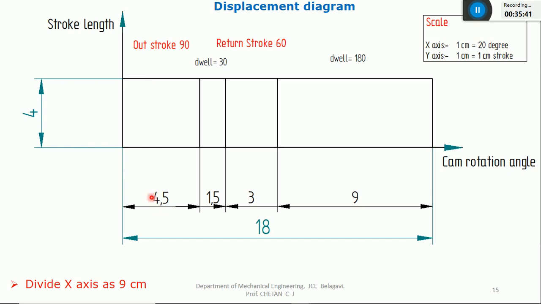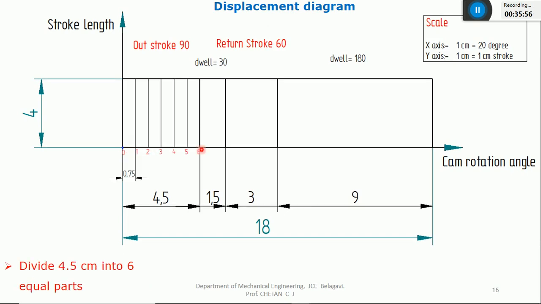So how much it is? Just calculate. I want to divide this 4.5 centimeter into 6 equal parts. 4.5 divided by 6, 0.75. So I'll indicate 0, 0.75, 0.75, 0.75 with the help of scale, so that I'll get 6 equal parts, correct? And I'll give the naming: 0, 1, 2, 3, 4, 5, 6.